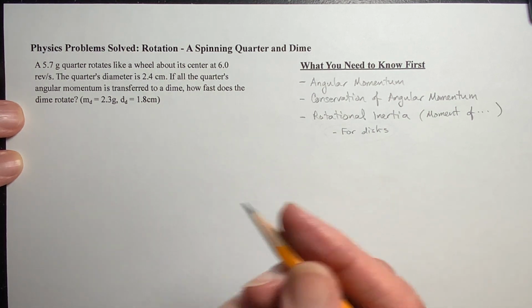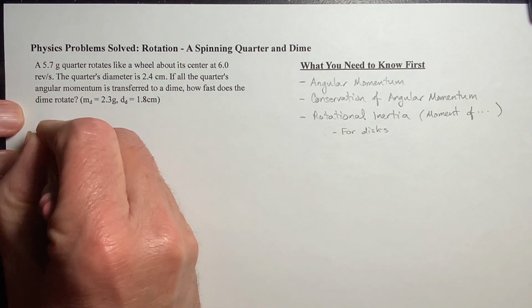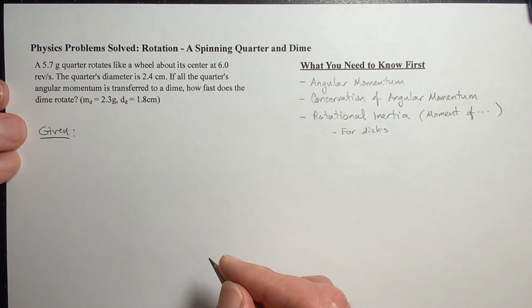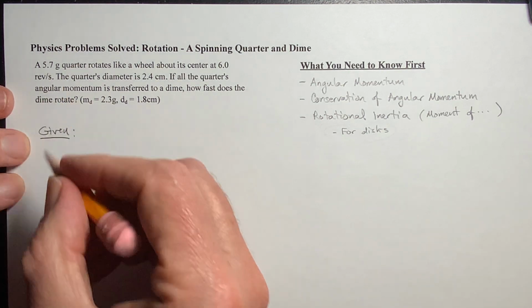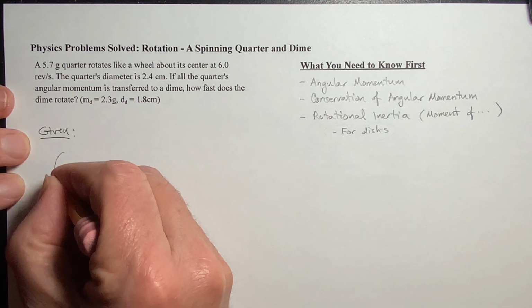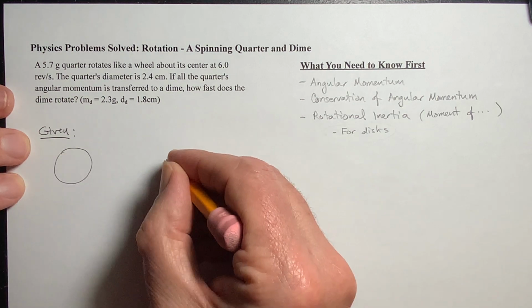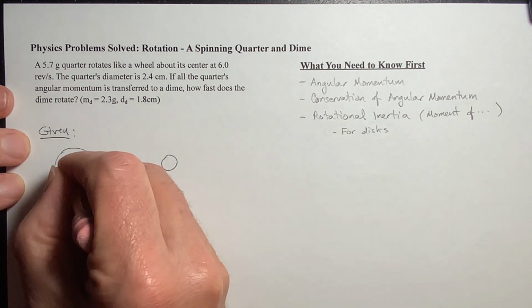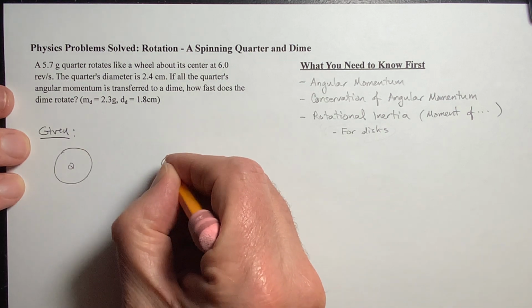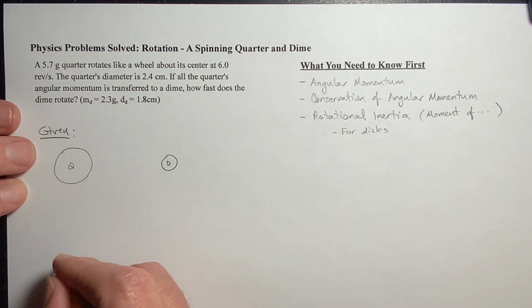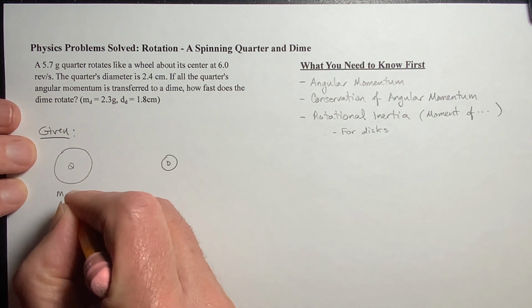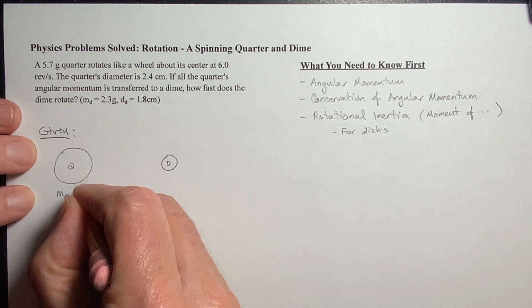So the way I like to solve problems is I use given, find, and solve. So what's given in here? Well, we've got a quarter, and I've got a dime. And so I'll just use Q and D. Now the mass of the quarter is 5.7 grams.